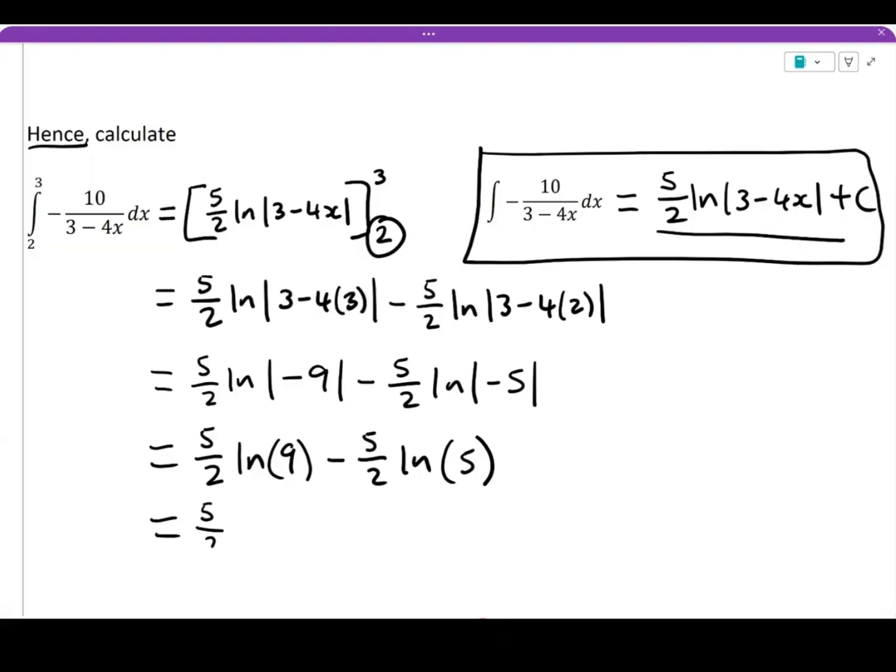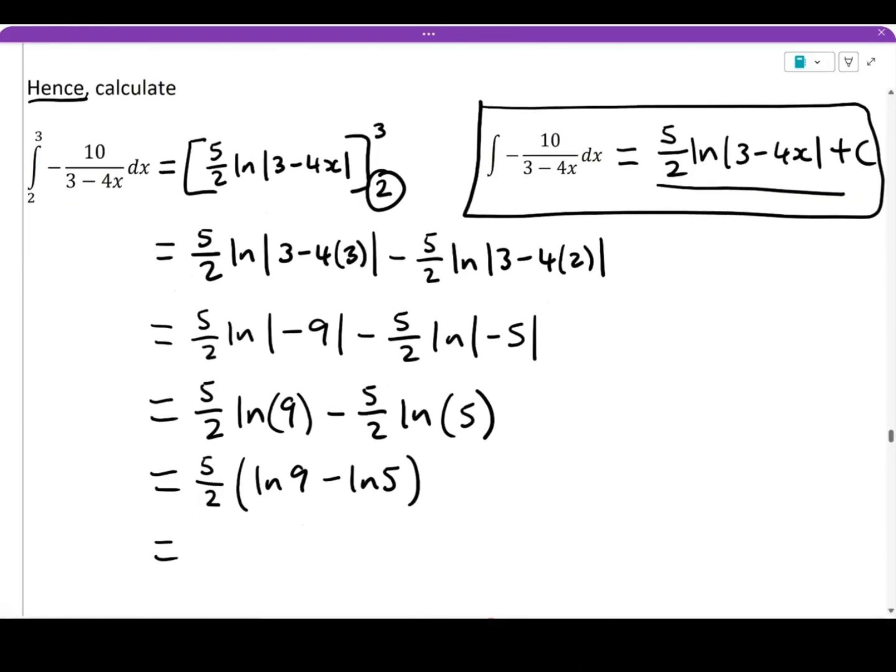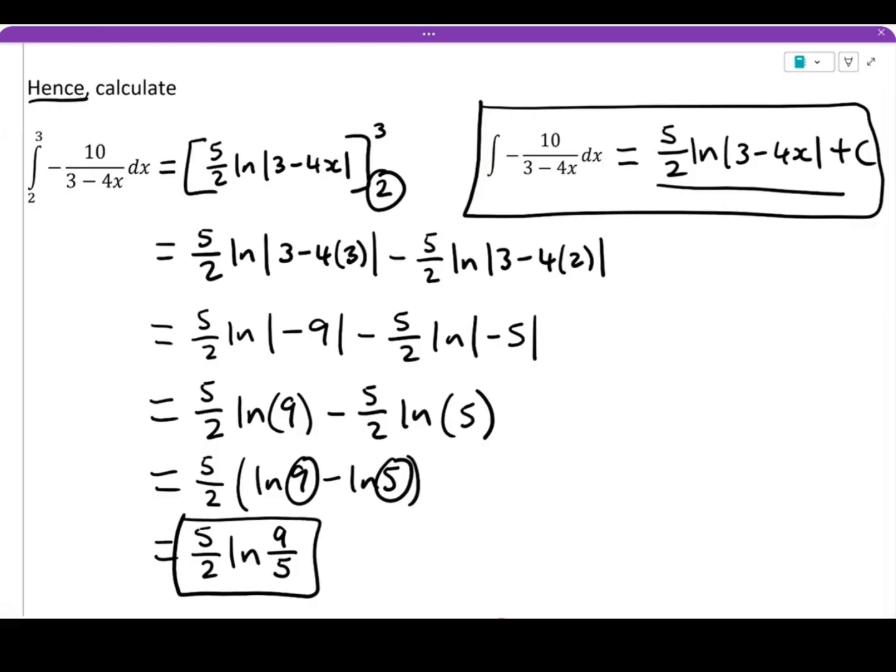Well, 5/2 is a common factor, so I can factor that out. So we'd have ln 9 subtract ln 5. I don't technically need to write the parentheses around the 9 and the 5, so that's fine. And then finally, we'd have 5/2, and then we could use log laws, and we could divide the 9 and the 5 because the logs are being subtracted. So we get ln of 9/5 like that, which would be my final answer. Now let's have a look at some trickier integrals.